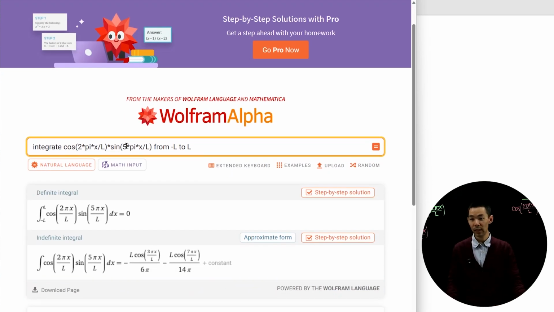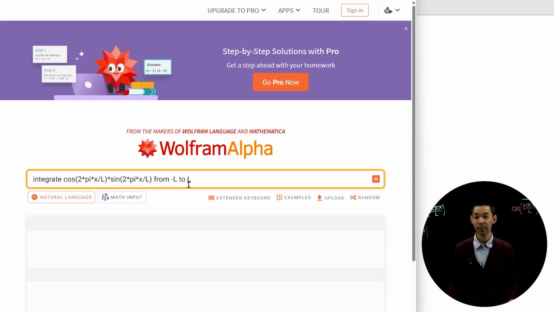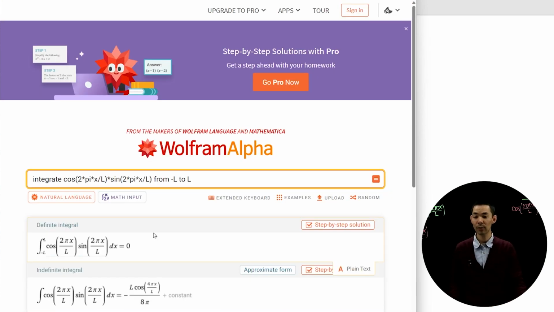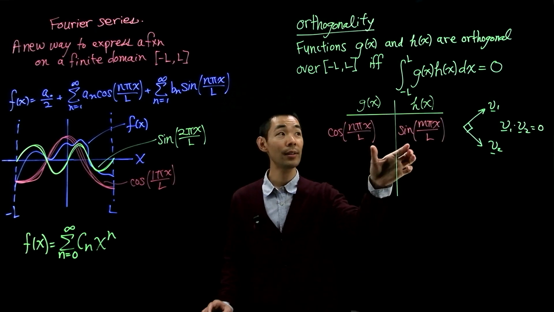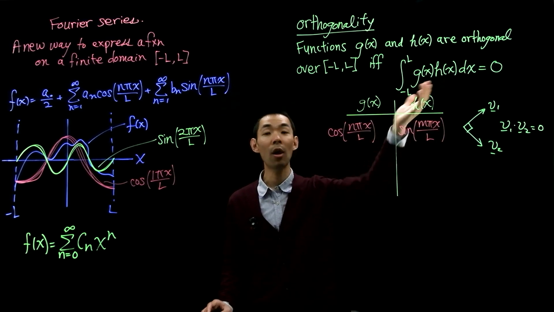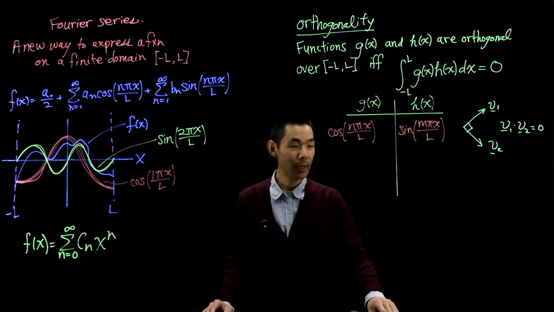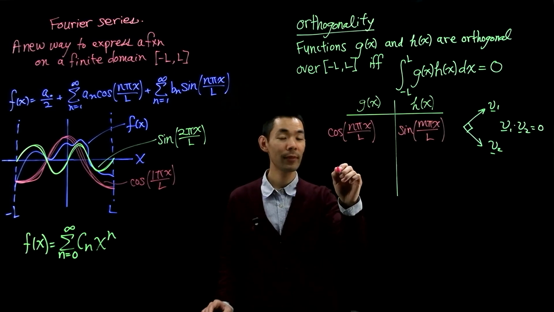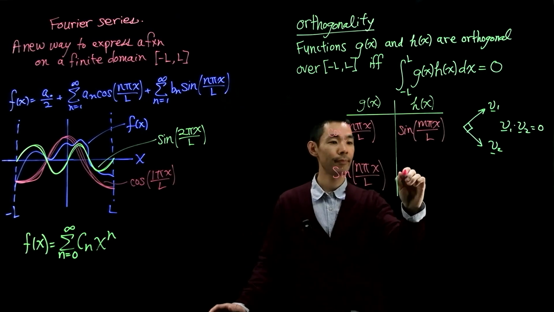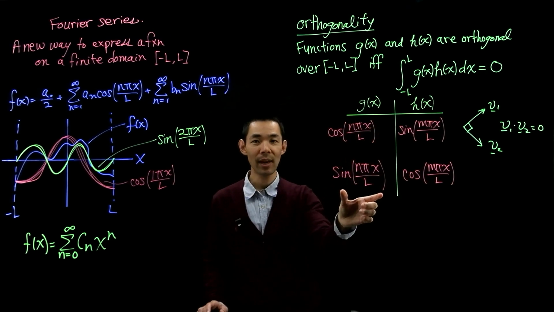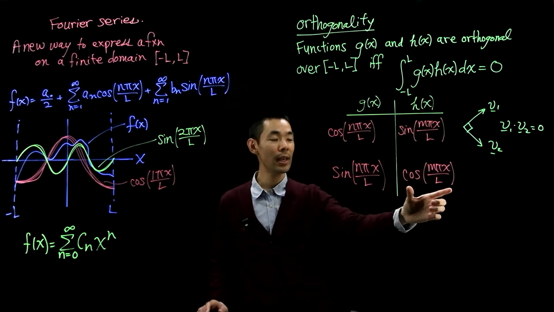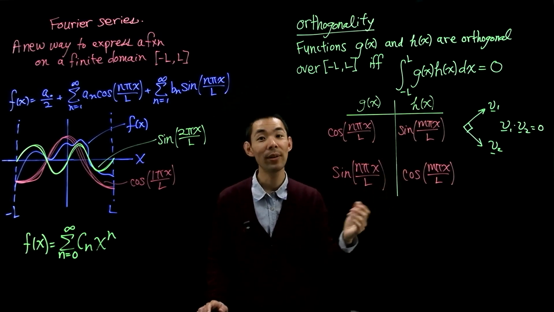It's always going to be 0, even if n and m are the same. So if it's the same, n equal 2, m equal 2, you're always going to get 0. No matter what combination of n and m you have, you're always going to get 0. This means that cosine and sine are always orthogonal between the domains negative L and L. And the same is true for the opposite. Obviously, if g of x is equal to sine n pi x over L, h of x is cosine n pi x over L, you're also going to get always orthogonality.